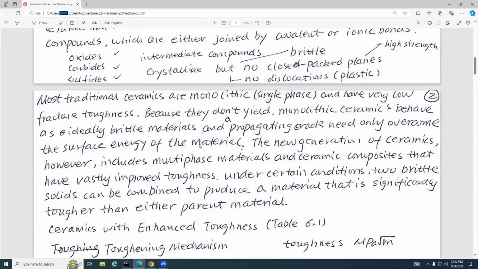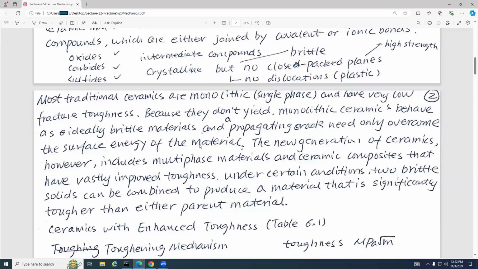So the new generation, however, because we human beings always want to do something innovative to satisfy our current needs. The new generation of ceramics includes multi-phase materials and ceramic composites. That means we have a ceramic parent material, which we call the ceramic matrix.